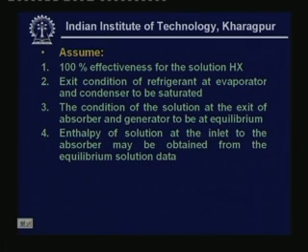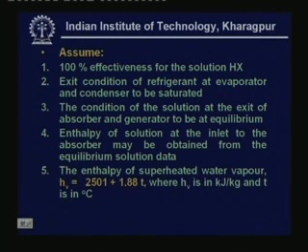And enthalpy of solution at the inlet to the absorber may be obtained from the equilibrium solution data. That means for obtaining the enthalpies of these 3 points, that is at the exit of absorber and generator and also at the inlet to the absorber, can be obtained from the equilibrium HTX data, that is what it means. And the enthalpy of superheated water vapor can be obtained from this equation HV is equal to 2501 plus 1.88 T, where HV is in kilojoule per kg and T is in degree centigrade.